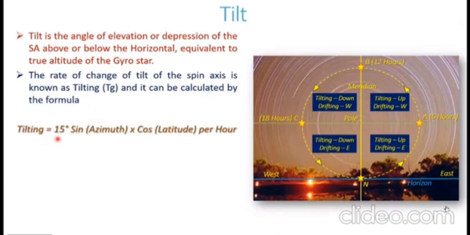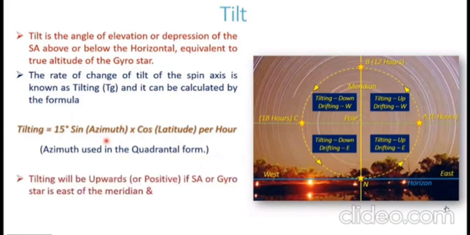The formula is: tilting is equal to 15 degrees sine of azimuth multiplied by cos of latitude per hour. So azimuth is basically the azimuth of the gyro star at any particular instant, or you can say the drift of the spin axis. And the latitude is the latitude of the observer, or wherever the gyro is placed. And this value which we will obtain is basically the rate of change of tilt, or tilting per hour. So in 1 hour, the tilt is going to change by this much of a value. The azimuth which is used in the formula is used in the quadrantal notation, not in the three-figure notation. And the formula gives us the magnitude of tilting.